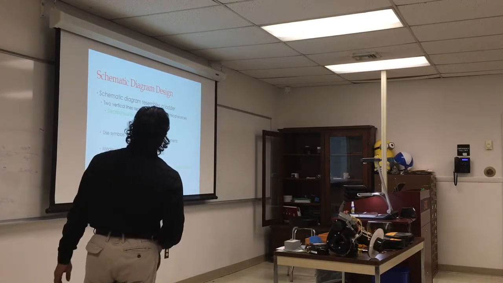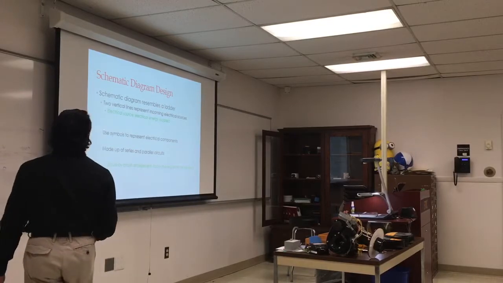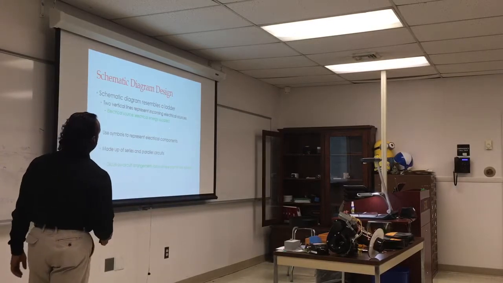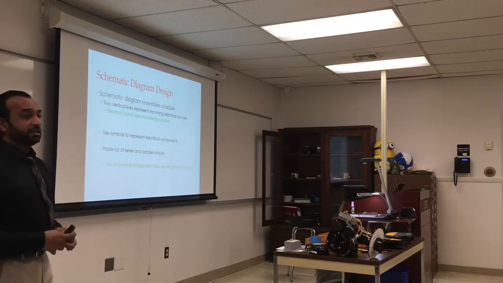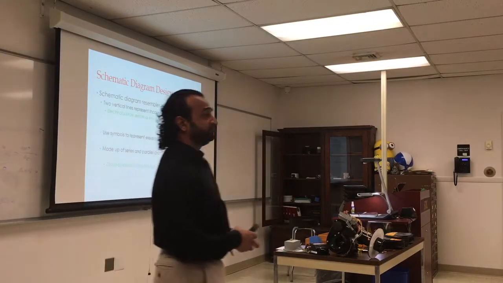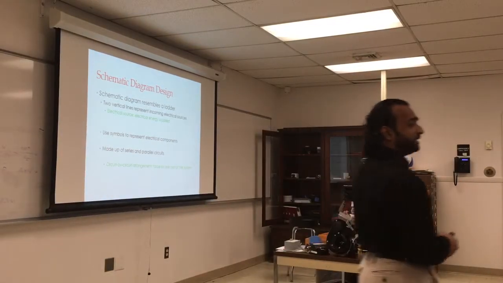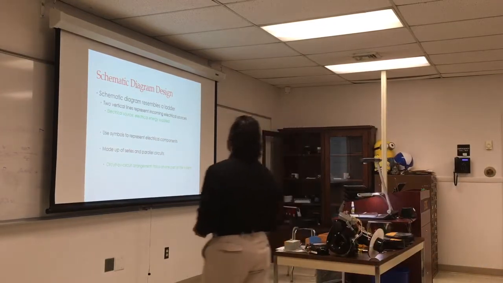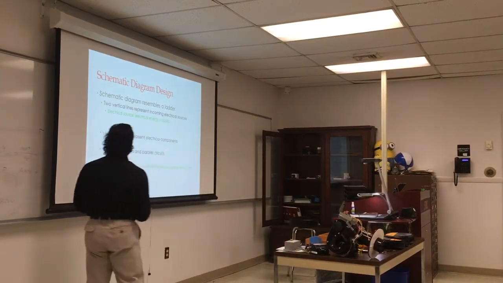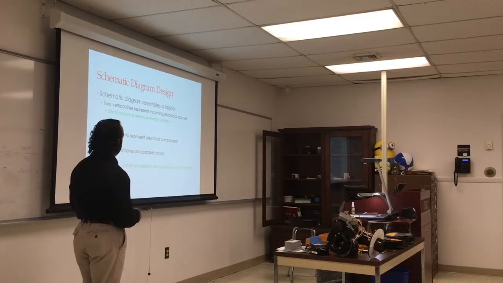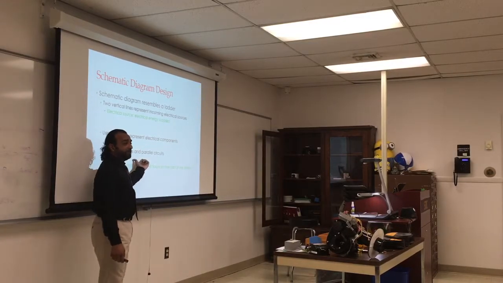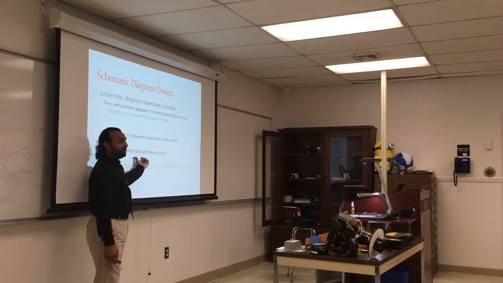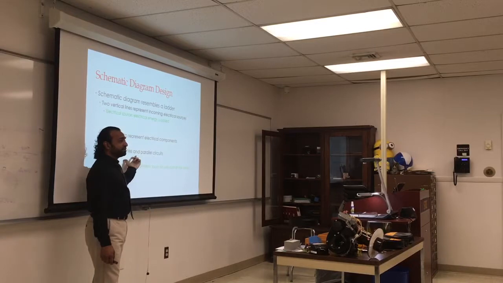So this is the ladder diagram. It resembles a ladder, 2 vertical lines with the incoming power source. Is it always 110? No. Sometimes we have 240, 208, depending on the equipment. Use symbols to represent electrical components. It's always a combination circuit. Guys, phone's off. It's always a combination circuit between parallel and series.